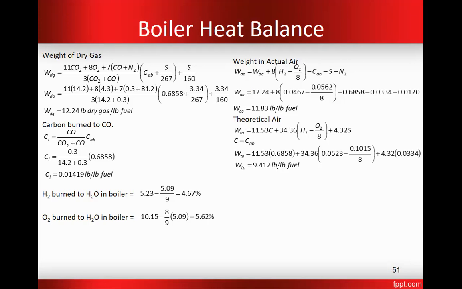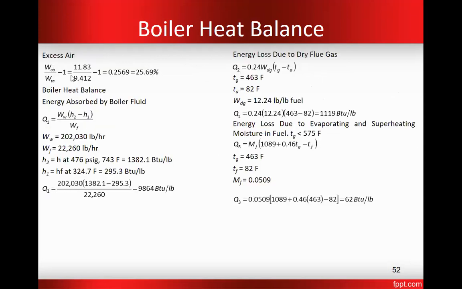So the theoretical air is equal to 11.53 times 0.6858 plus 34.36 times 0.0523 minus 0.10115 over 8 plus 4.32 times 0.0334, or 9.412 pounds per pound of fuel. Then excess air is weight of actual air divided by weight of theoretical air, minus 1, is equal to 11.83 over 9.412 minus 1, which is 0.2568, or 25.69%.